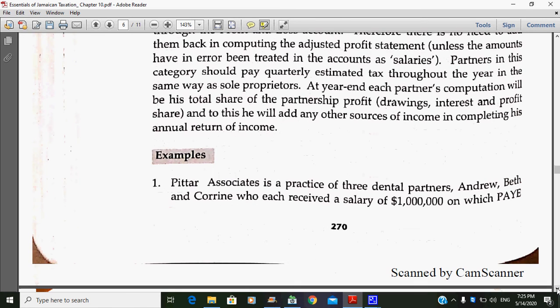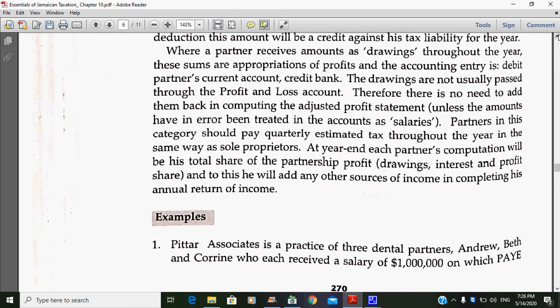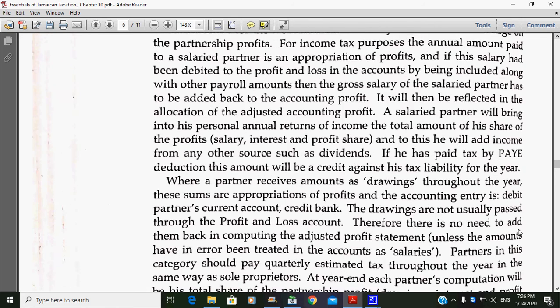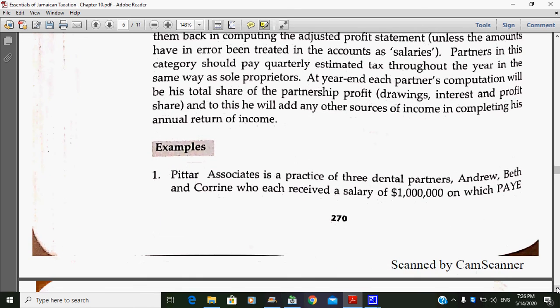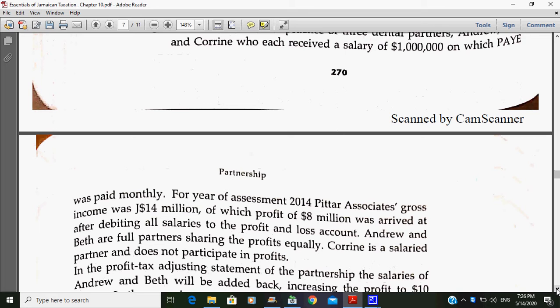Alright. Let's look at an example now to further explain this information in detail. Peter Associates is a practice of three dental partners, Andrew, Beth, Karen, who each receive a salary of $1 million, on which PAYE was paid monthly.